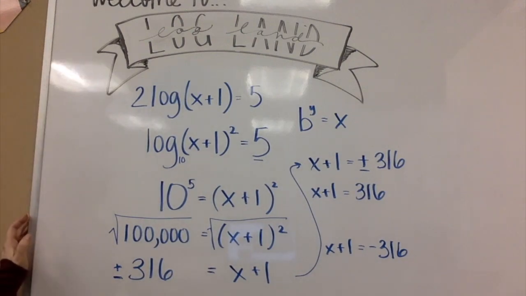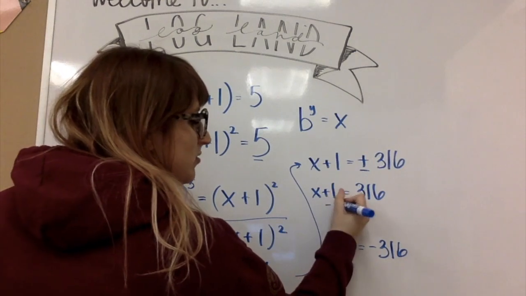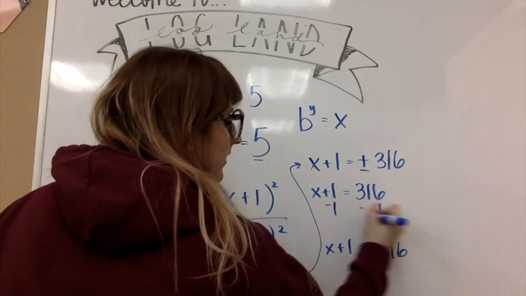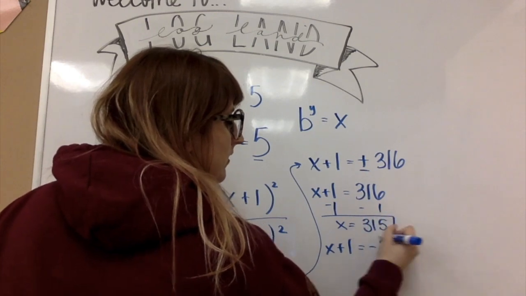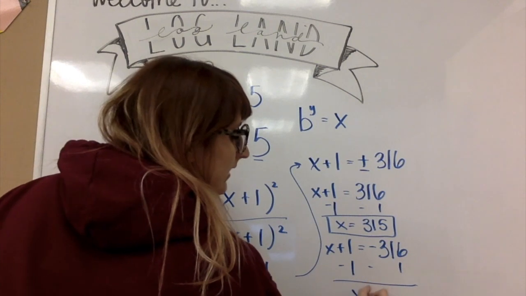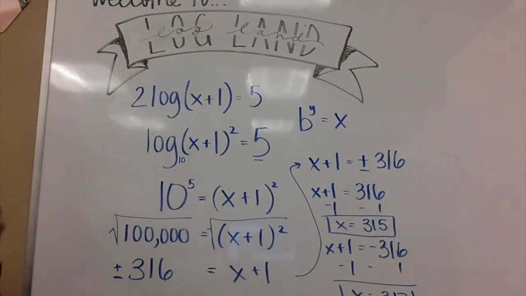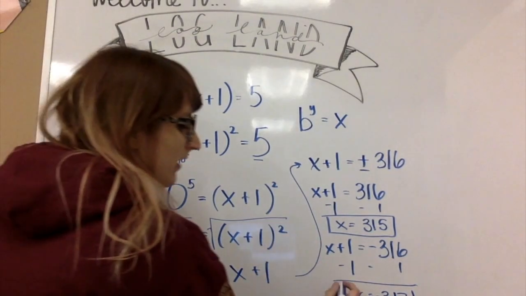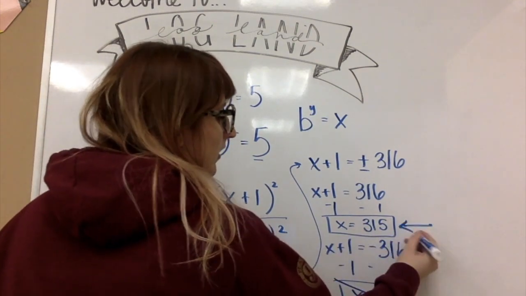So let's solve for x. So I subtract 1, and I get x equals 315. Subtract 1, x equals negative 317. So I cannot have a negative log. And then our answer will be 315.